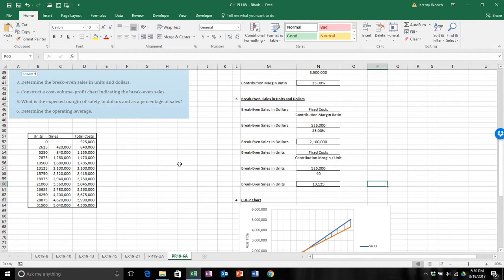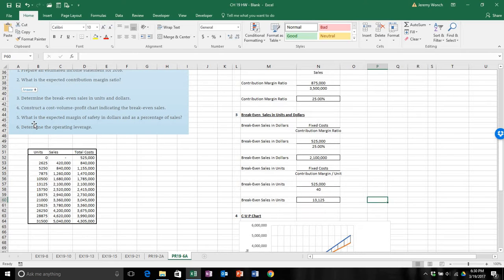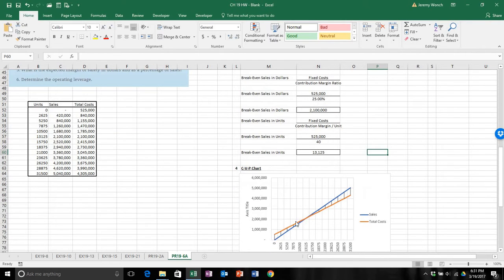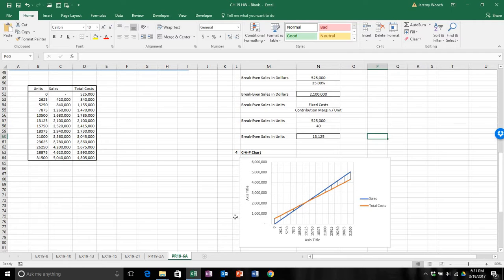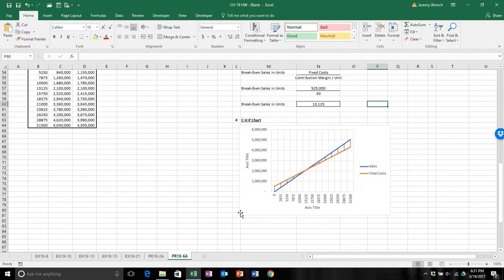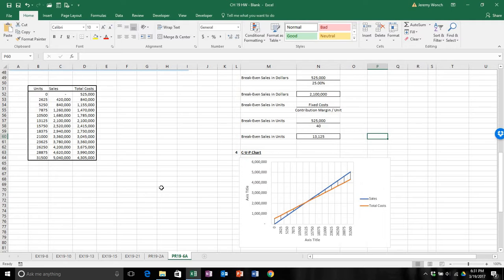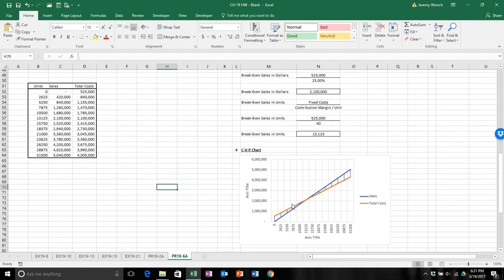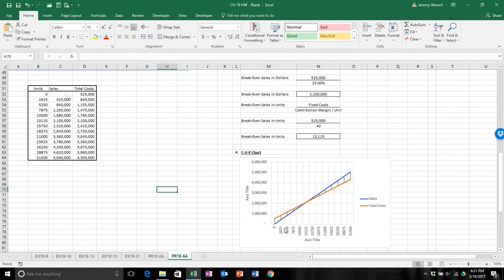All right, part 4 says construct a cost volume profit chart indicating the break-even sales. I already plugged this one in, just a little quicker to look at. This is just a really simple chart in Excel, and our blue line right here is going to be the sales. Our sales for every 1 unit is going to go up by $160. So every time we sell more, it just goes straight up. Nice linear equation.